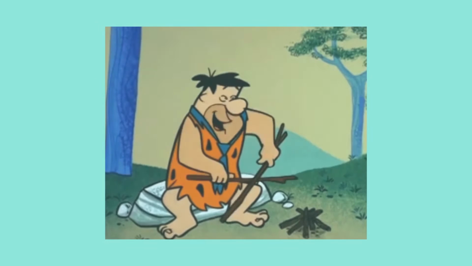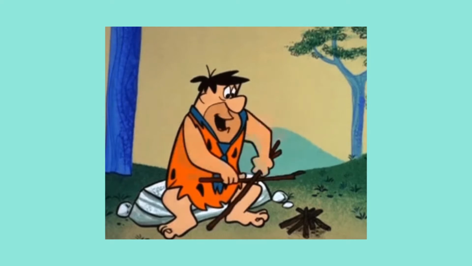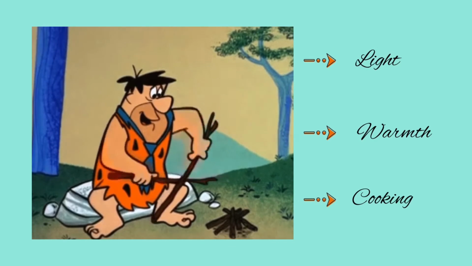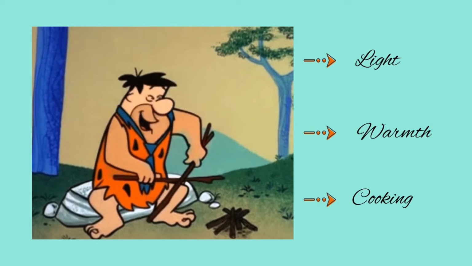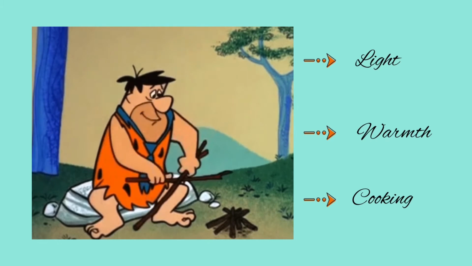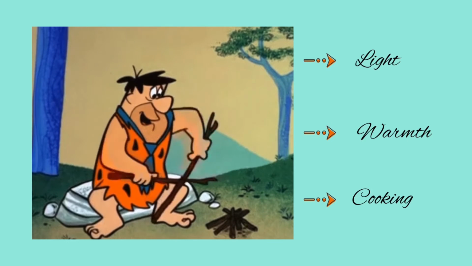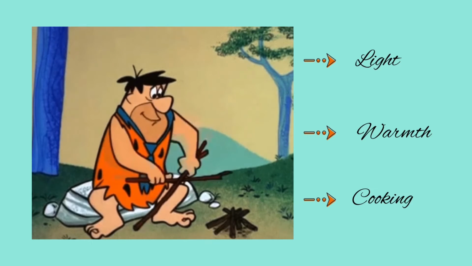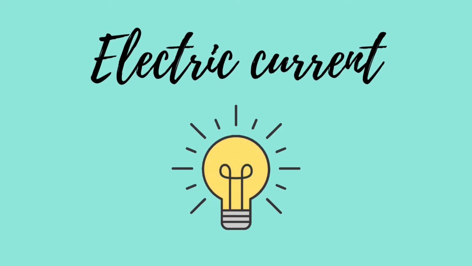Our ancestors relied on fire for many basic needs, such as light, warmth, for cooking, and for many other things. But today, we are able to do all these very easily. In fact, we can get light in just a flick of a switch. And how are we able to do that? That is mainly because of electricity.